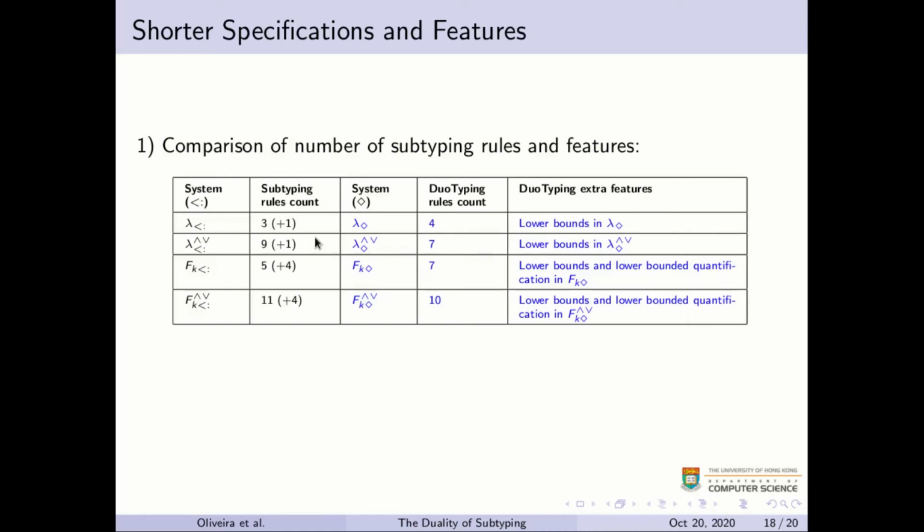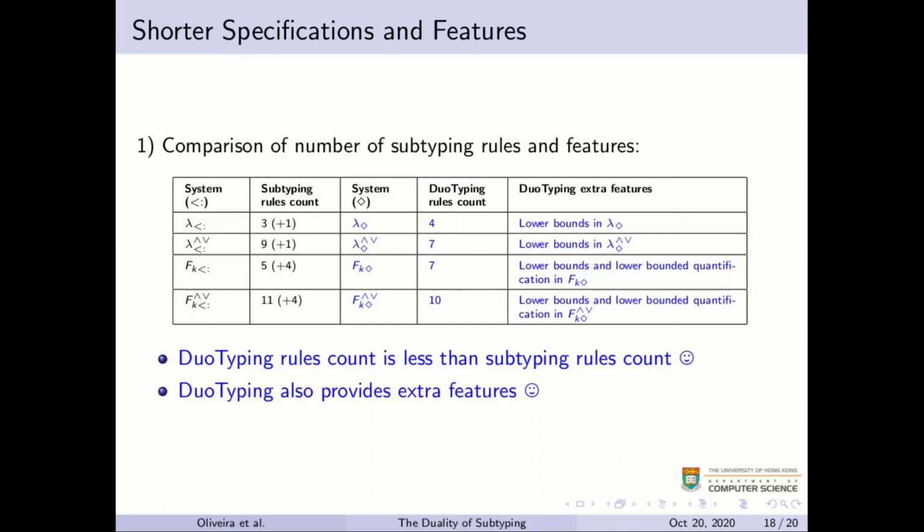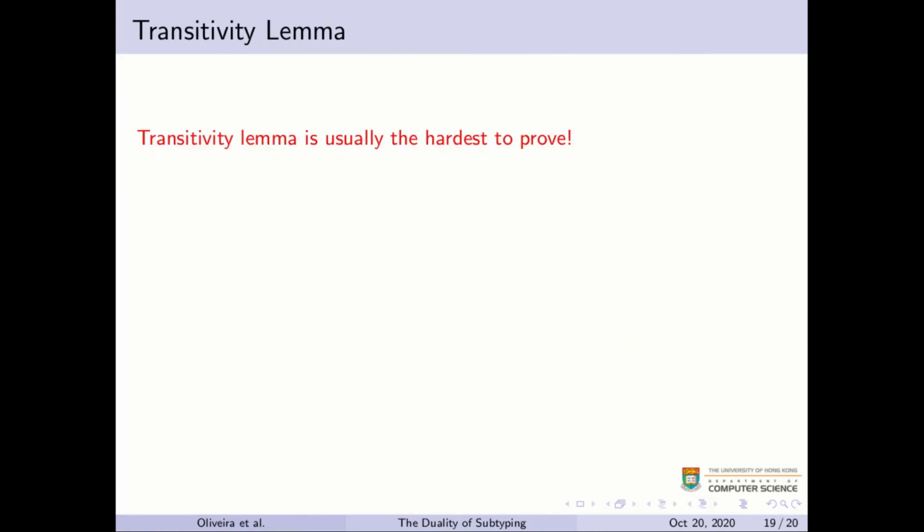Similarly, as we move from the simpler systems to the complex systems, we see that as we have more dual features in a system, duotyping captures those dual features into unified features, and we get a smaller number of rules in the duotyping systems. So in general, the duotyping rule count is less than the traditional subtyping count, and duotyping also provides extra features of lower bounds and lower bounded quantification.